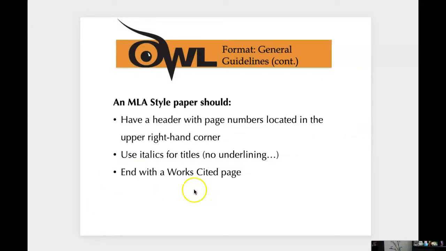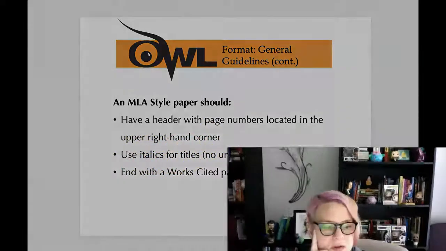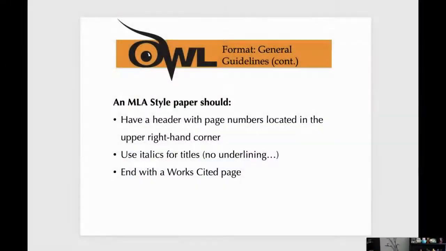So an MLA styled paper should have a header, and that's with page numbers. That's at the top of the page with your last name and your page number. And that's at the upper right-hand corner. It should use italics for titles. So growing up, when we were handwriting things for elementary, middle, even high school, we would underline the titles of something like a book or a website. No more. We don't underline anything in MLA anymore. We use italics, which is when your font is leaning over. So just be aware of that.